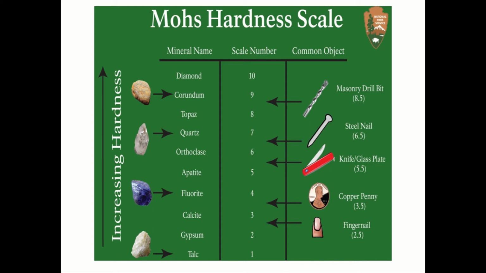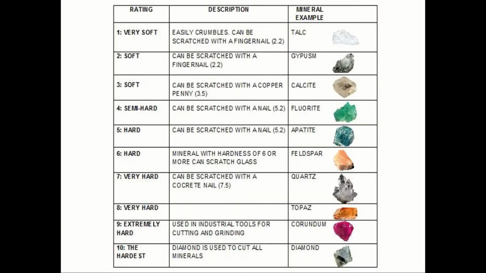As you can see based on our examples, we have here examples of minerals under the Mohs hardness scale, and then the common objects that could scratch that mineral. On the other side, we can see the different types of objects that could scratch the mineral. From that, we can test the hardness using these different common objects or minerals. Okay, so here, as you can see, the descriptions from 1 to 10.